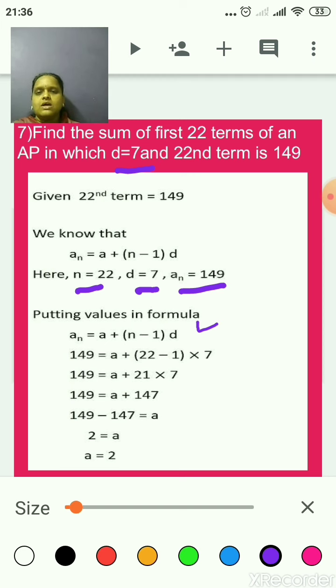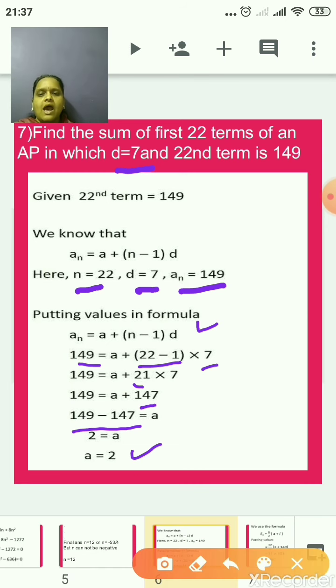Substitute in the formula. So we will get 149 equal to a plus 22 minus 1 into 7. Just simplify. 22 minus 1 is 21. 21 into 7 is 147. Shift it to the other side. You will get 149 minus 147, which is nothing but 2. So you will get a as 2. So we got the a value.